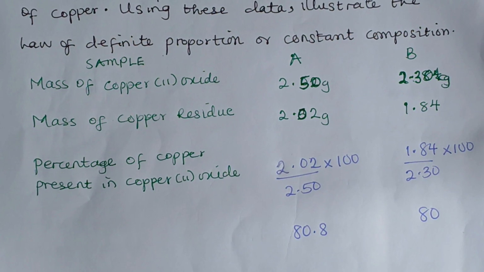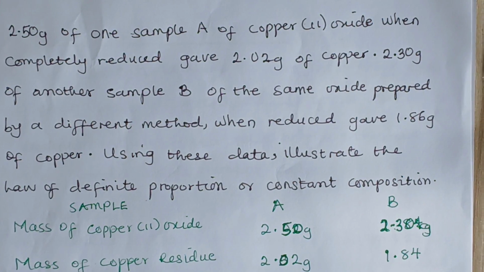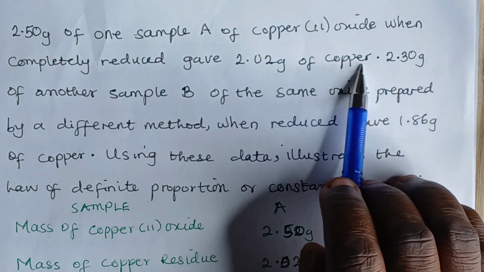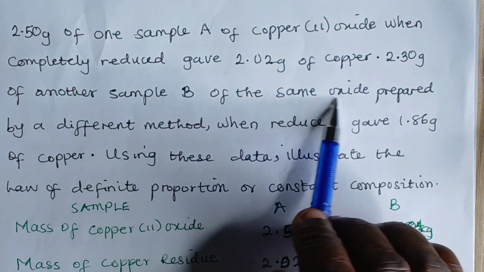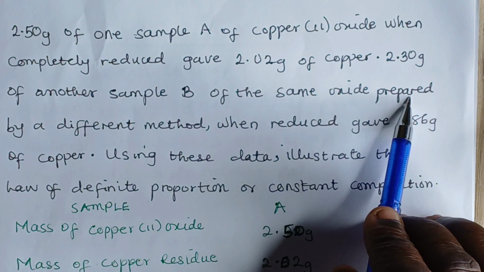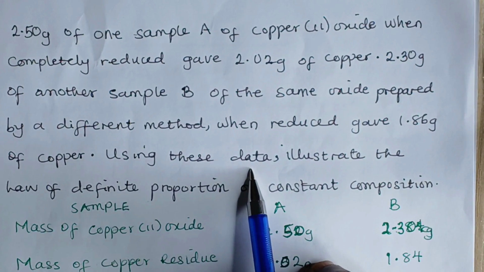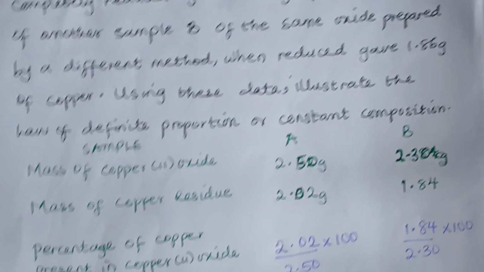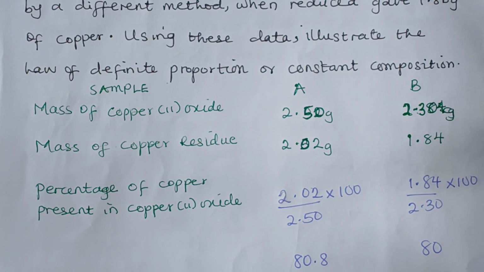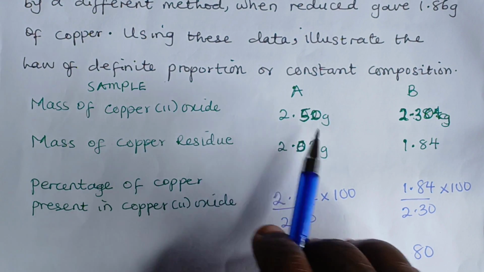How do we prove this law? 2.5 gram of one sample A of copper 2 oxide when completely reduced gave 2.02 gram of copper. Another compound, 2.30 gram of another sample B of the same oxide, that's copper 2 oxide, prepared by a different method, when reduced, gave 1.86 gram of copper. Using this data, illustrate the law of definite proportion or constant composition, that is, all pure samples of the same compound contain similar elements combined in the same proportion by mass, meaning that we have copper 2 oxide produced from different sources here.